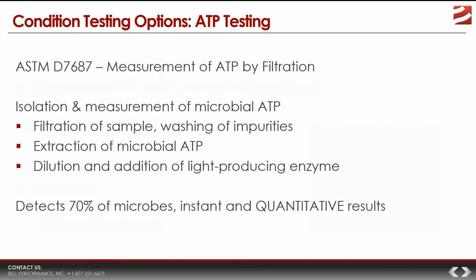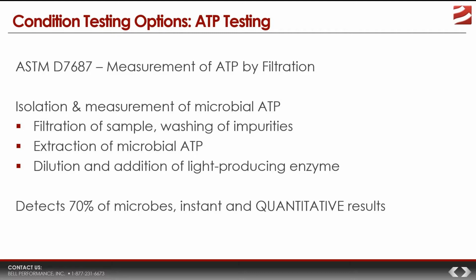This brings us to the last test, the one we're going to talk the most about because it's the last one and it's the best one. It's the one that we're the most concerned about, ATP testing, D7687. Now, you have to understand a little bit about the history of ATP testing, because ATP testing was first developed in the 1950s.